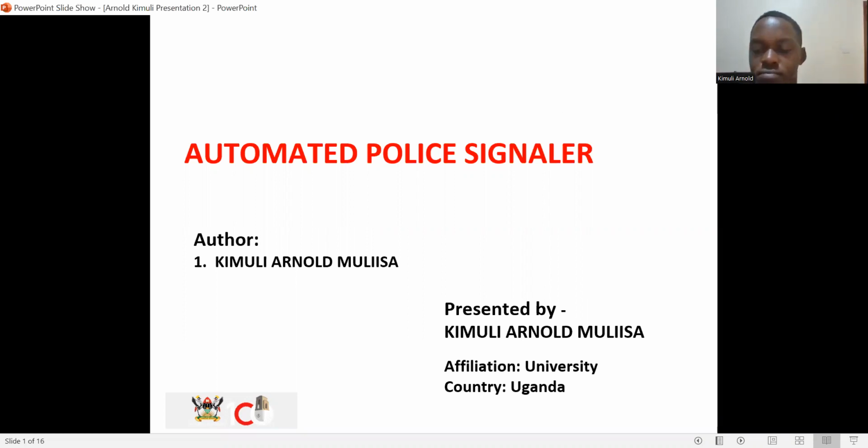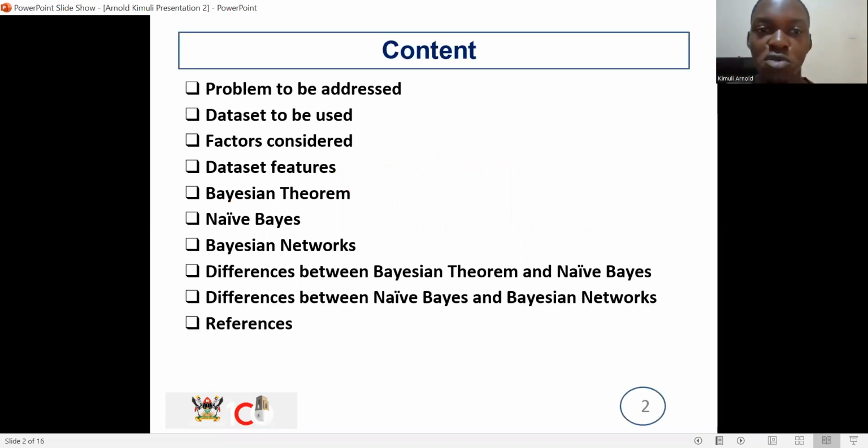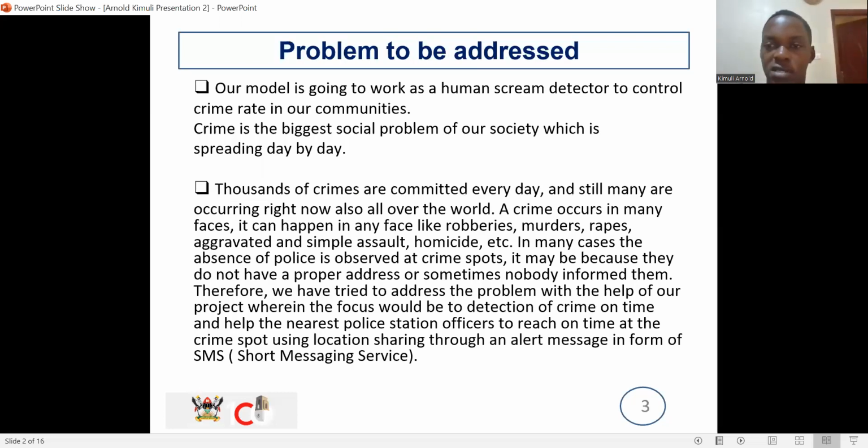I'm going to be presenting to you my problem, the data set I've chosen, and the factors for why I've chosen the data set. I'll tell you about the different features in my data set. I will describe for you Bayesian theorem, naive Bayes, Bayesian networks, the differences between Bayesian theorem and naive Bayes, and the differences between naive Bayes and Bayesian networks.